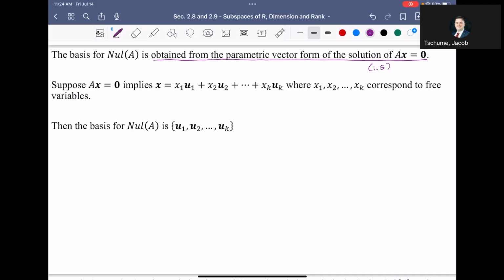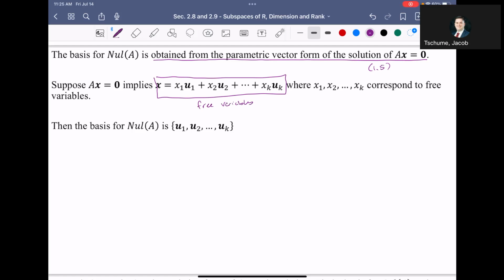or go back and watch the video, in section 1.5, where we learned how to find a parametric vector form of a homogeneous matrix equation. If you remember, your answers will be in the following form. Vector x is x1 u1 plus x2 u2 plus et cetera, all right? Each of those is represented as free variables.